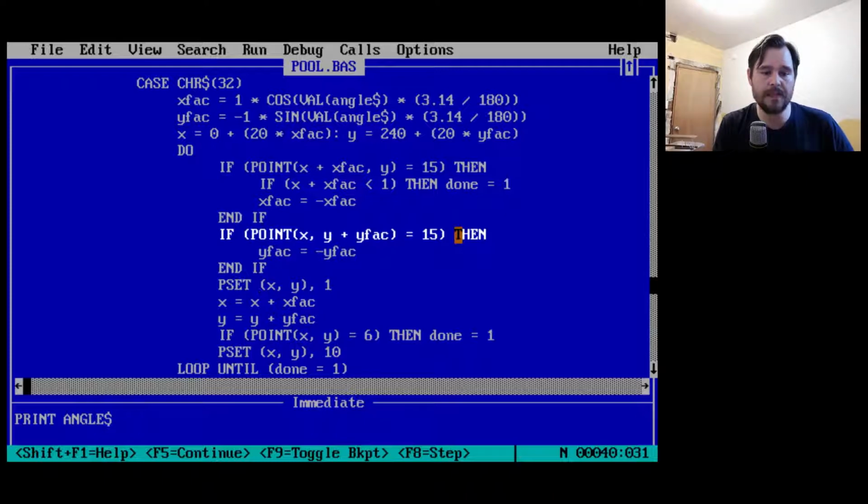Okay, then we p-set xy, 1, which is blue, so we draw our ball. Oh no, that's the trail, the ball trail. It's where the ball was. Then we add xfac and yfac. We update the position. And then we're going to check, okay, is the new position brown? Which means did we get into our goal? If so, then done equals 1.